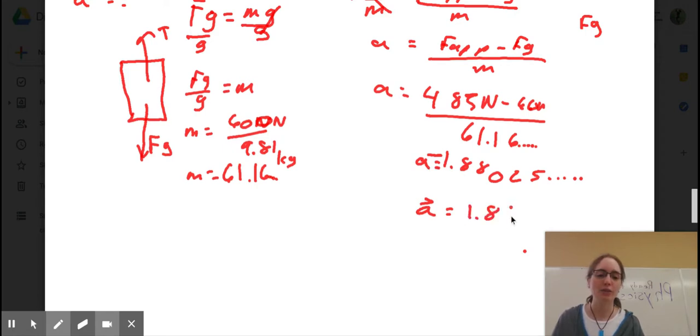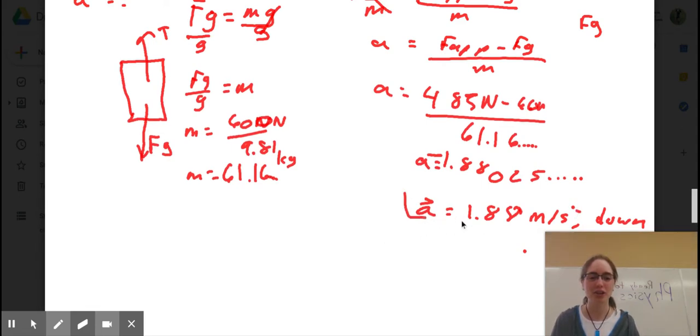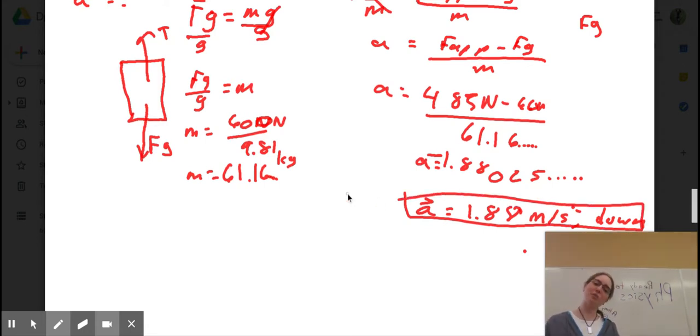So it is always best to get in the habit of not just leaving that negative in there and actually giving a direction. So it's going to be 1.88 meters per second squared down. Okay. It's going to be our acceleration. Sig digs, units, direction. Box your final answer so I know what you want me to mark as your final answer. All right. Sounds good? Awesome.